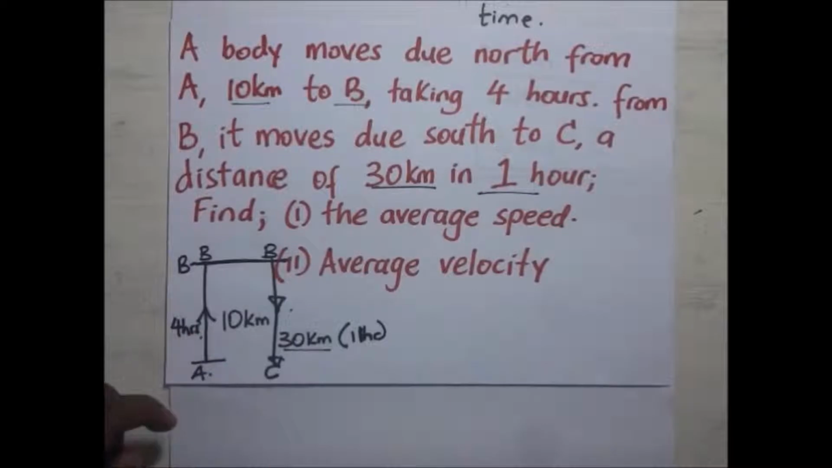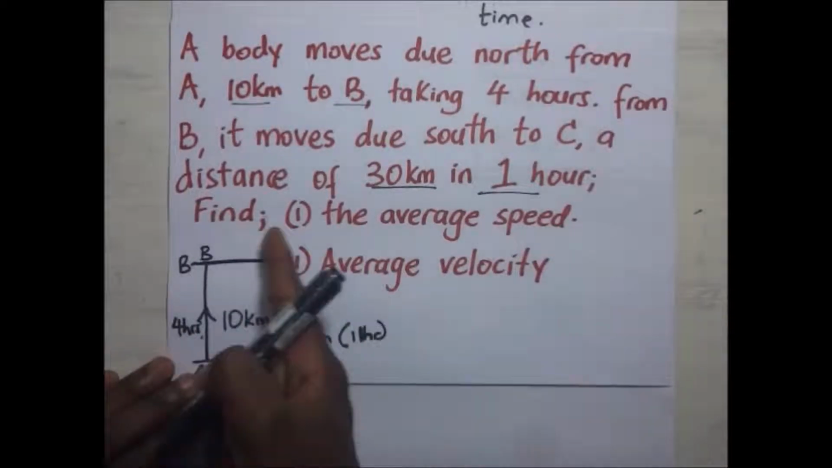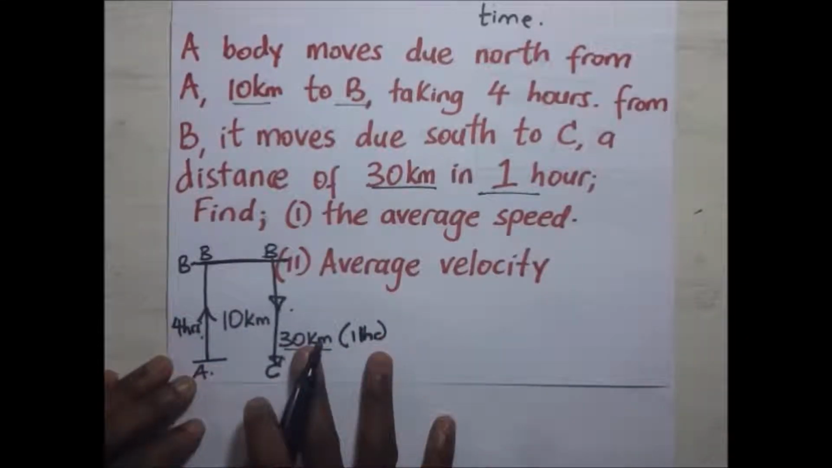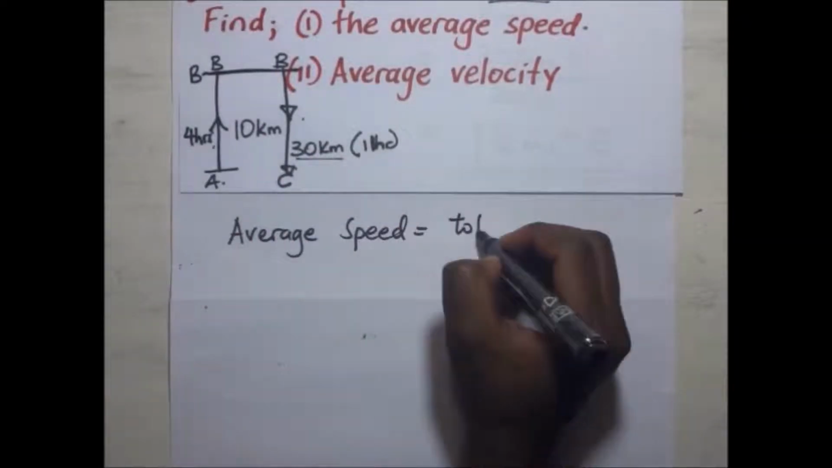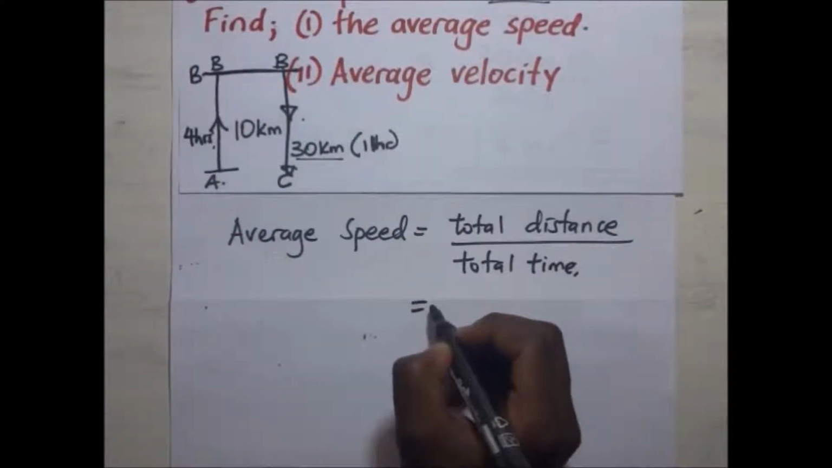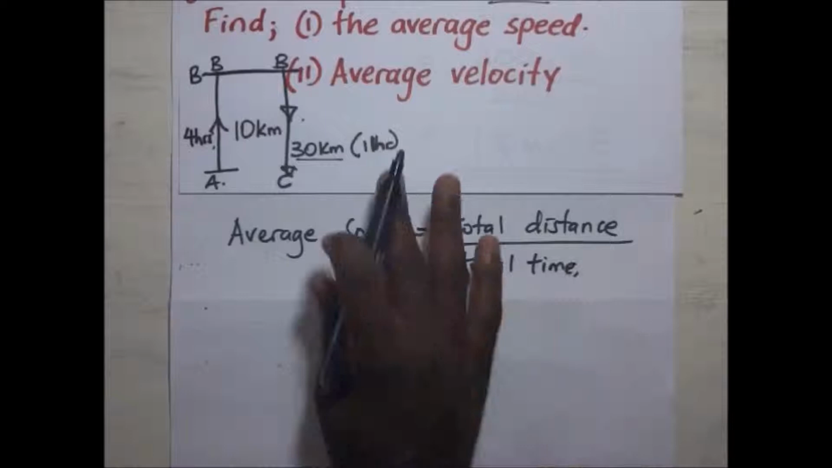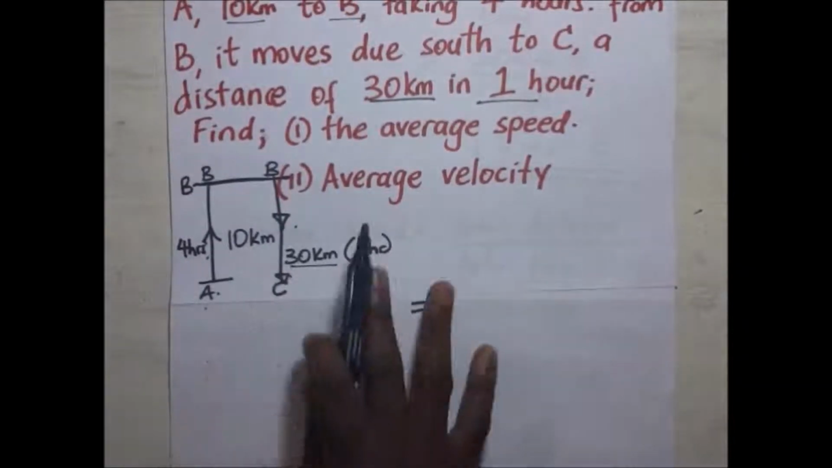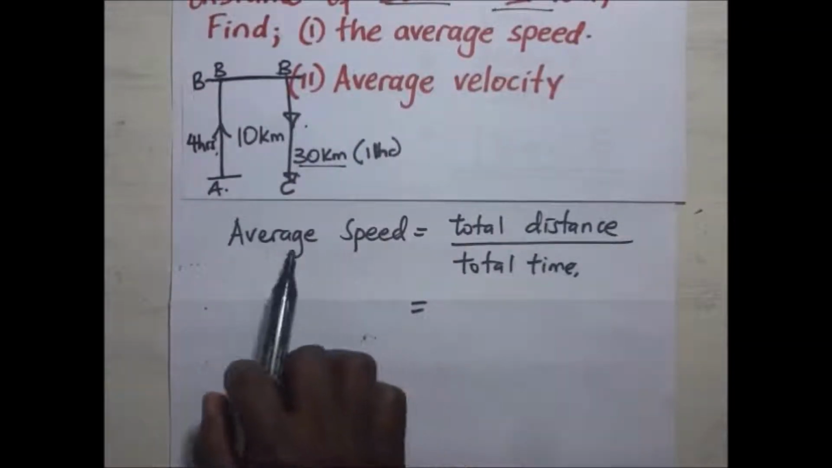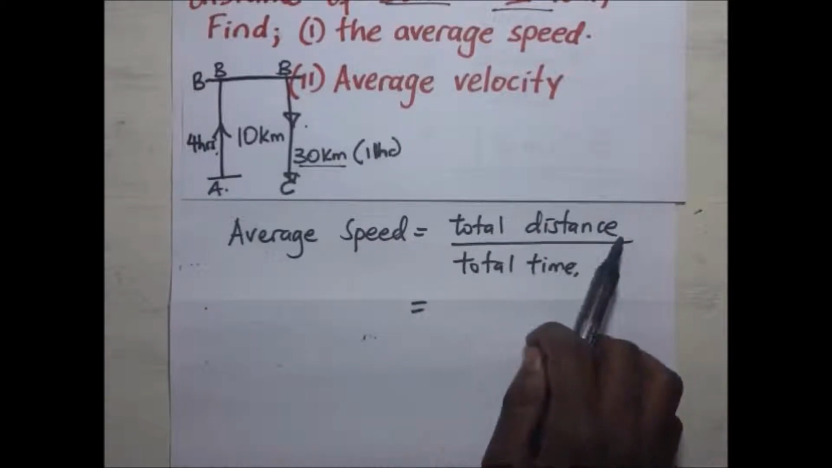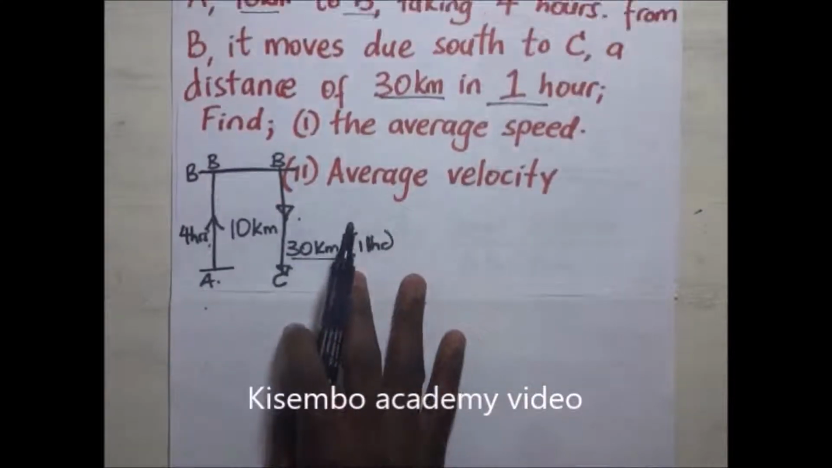Now this is 30 kilometers, this is 10 kilometers, so this is definitely lower than that. This is longer. So we are asked to find the average speed. To find average speed, it's going to be total distance divided by total time. Since we are dealing with distance when finding average speed, we deal with total distance. With distance, we are only going to concern ourselves with the magnitude.